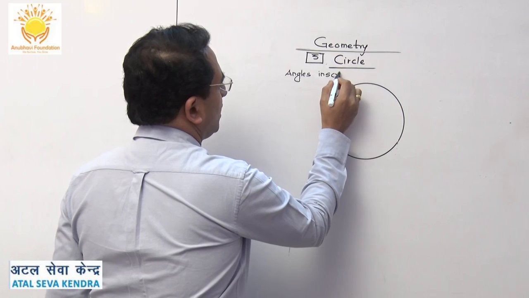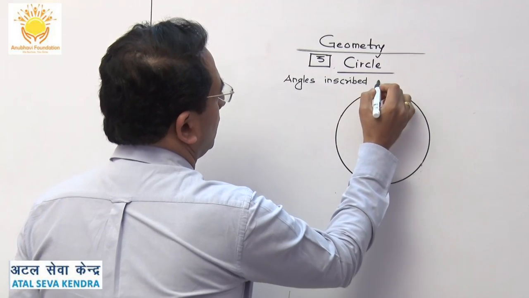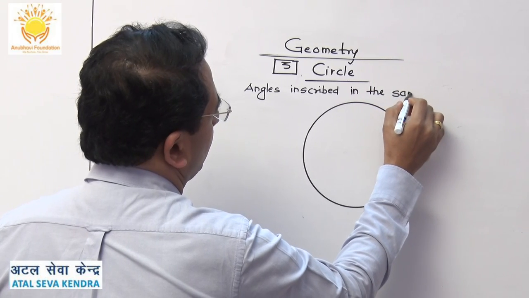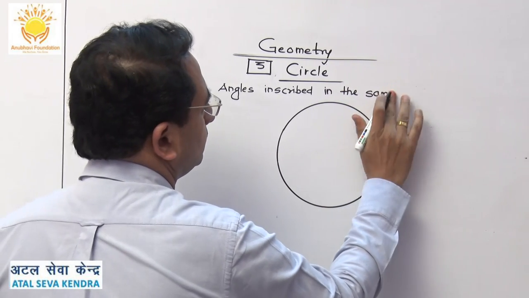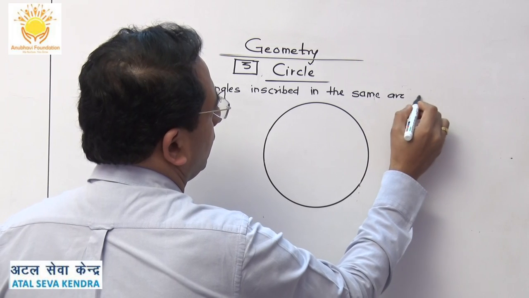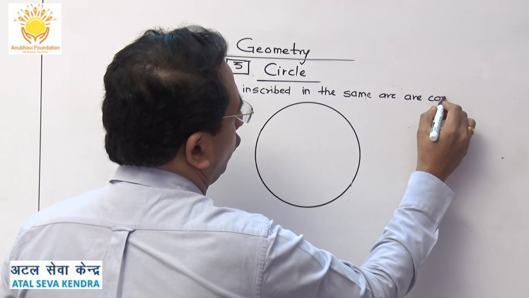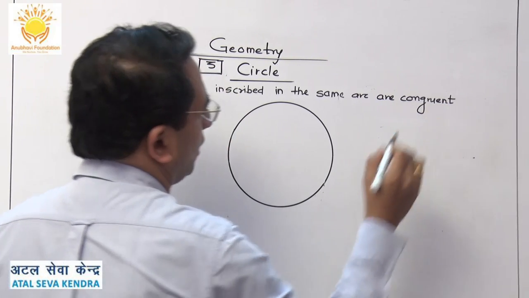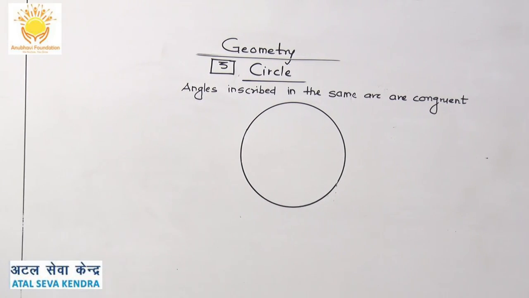Angles inscribed in the same arc are congruent.